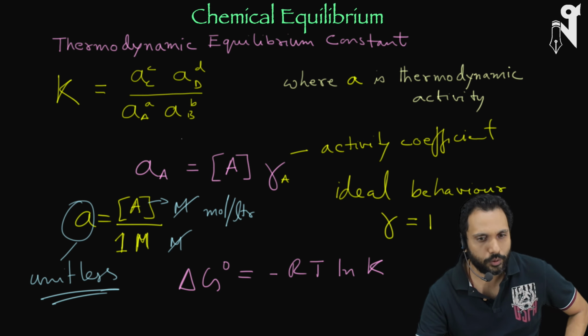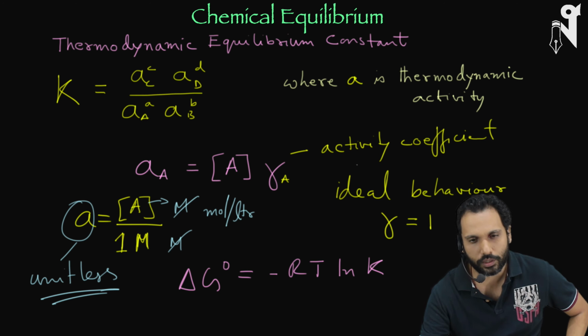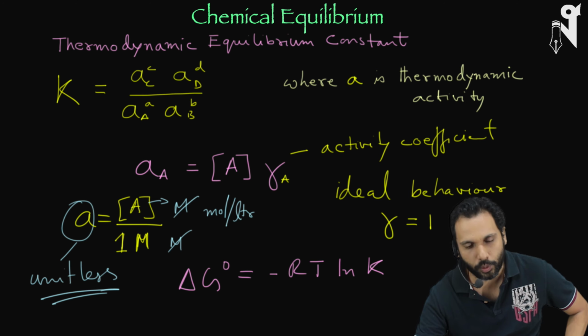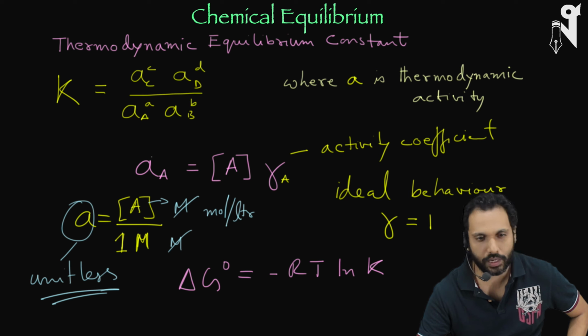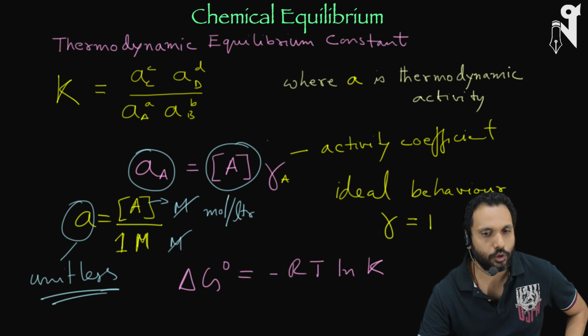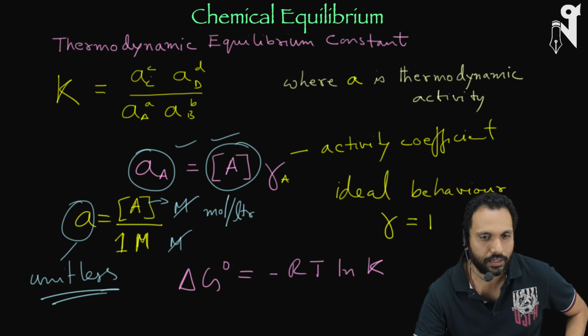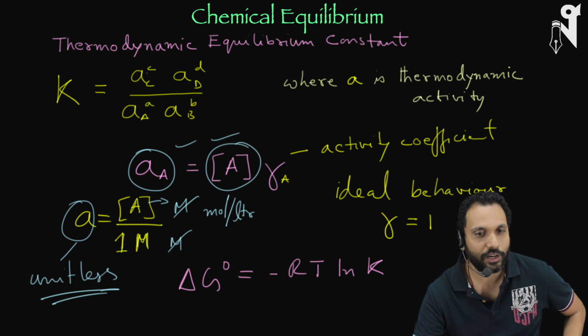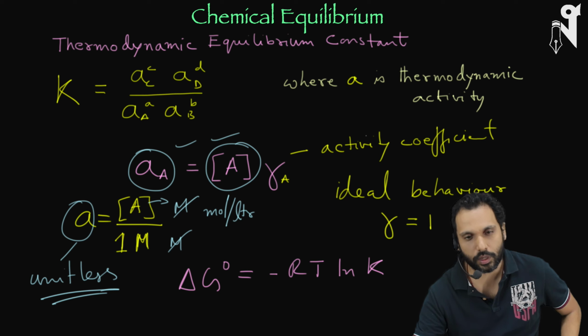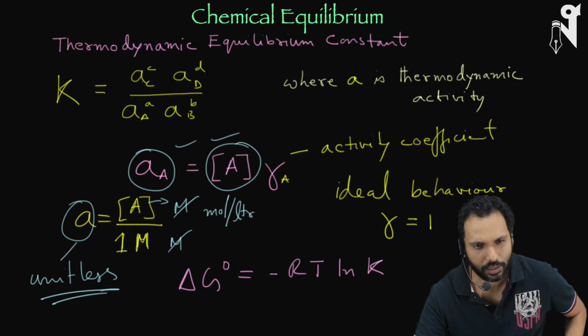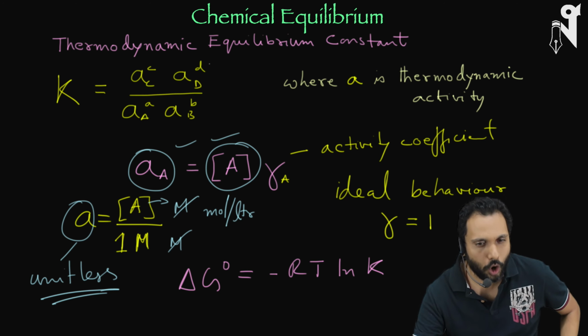For all the equations we would be doing, since activity is not in course, we have to take the activity of A and the concentration to be the same. So eventually we are just plugging in the concentrations, but not with the units. That is what you have to understand.